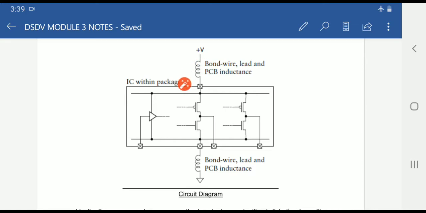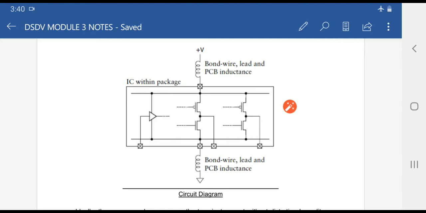Here the inductances are used just to block the AC components and allow the DC components, because these logic circuits which are implemented in this IC package only work for DC. That's why the inductances are used here. So inductances must be used, but due to inductance we are getting the ground bounce. That ground bounce can be reduced with the following steps.